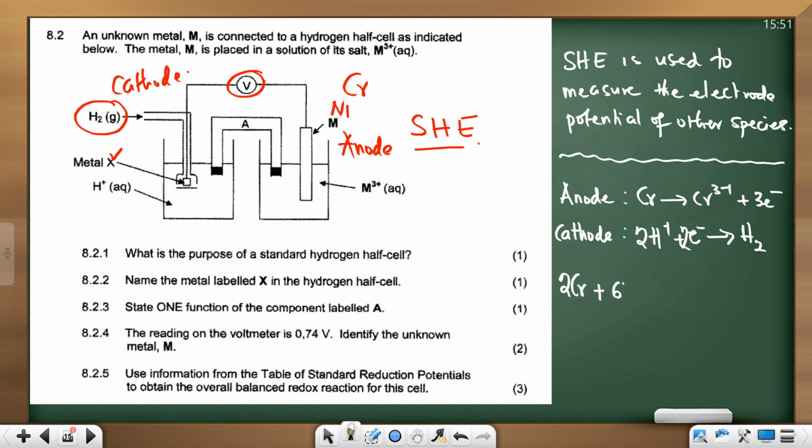2Cr plus 6 hydrogen ions to give us what? 2Cr3 plus what? Now check this here. Guys, I am multiplying this by 3. Is that okay? All right. So what am I going to have here? 3H2. Is that what you have?